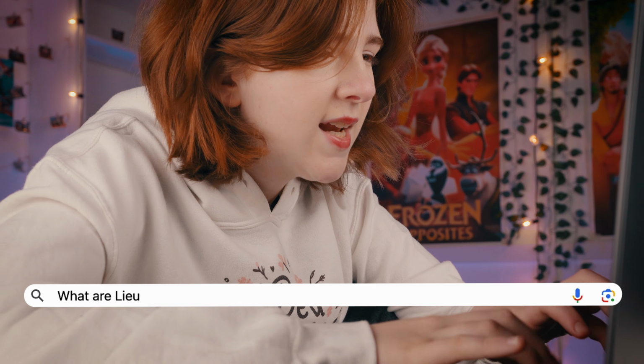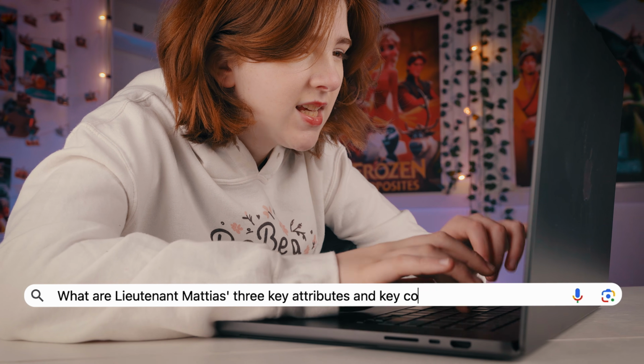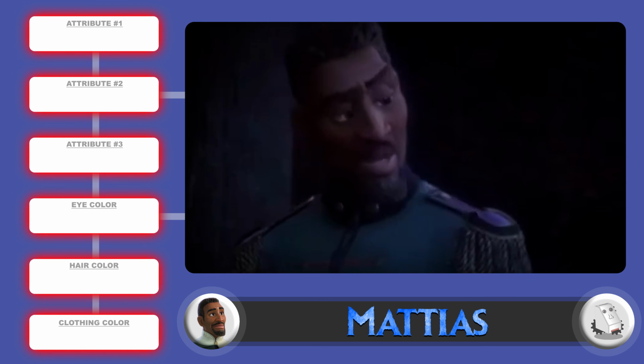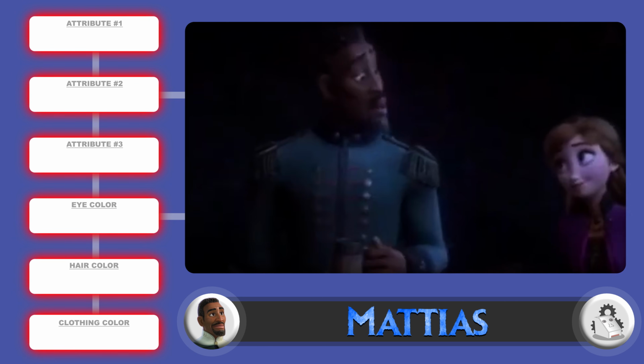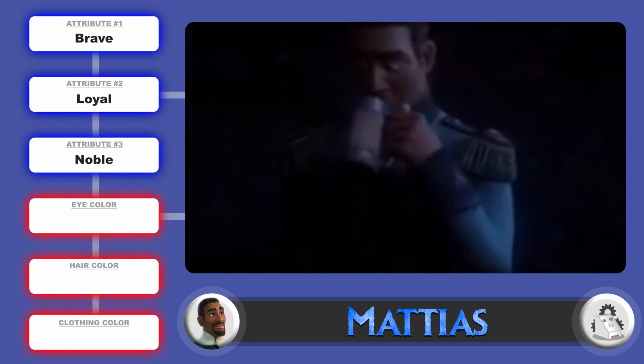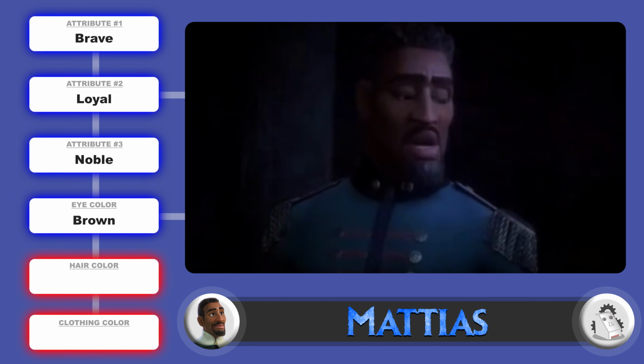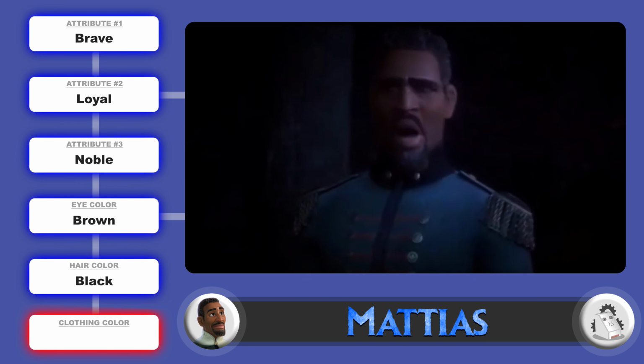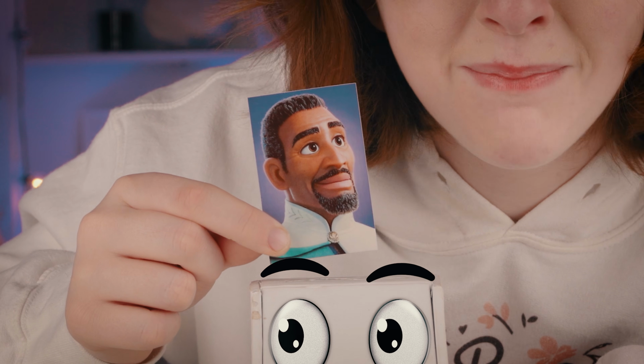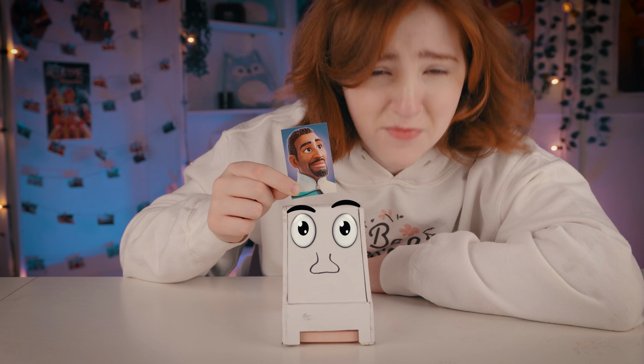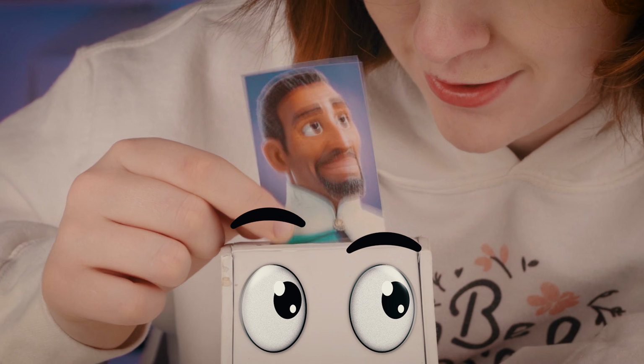Okay, Craig, what are Lieutenant Matias's 3 key attributes and key colors? For the character Matias, his 3 key attributes are brave, loyal, and noble. His eye color is brown, his hair color is black, and his key clothing color is navy blue. Okay, Craig, turn Lieutenant Matias into an Arctic animal using these attributes and colors.